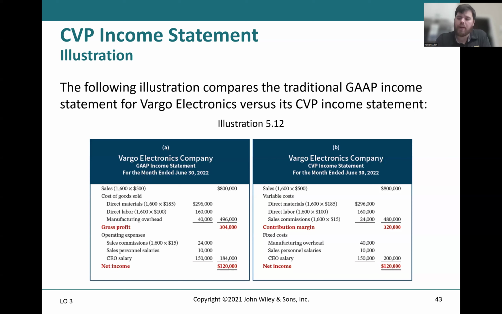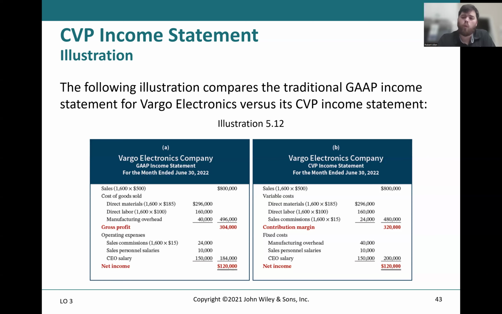Notice when you prepare the GAAP income statement, you start with sales revenue, and the very next line is cost of goods sold. Find cost of goods sold for me on that CVP income statement. I'll give you a few seconds. Give it a quick perusal. Let's see. What do you notice? Cost of goods sold? It's not there. There is no line called cost of goods sold. Oh, okay, I got it. Now go find gross profit on the CVP income statement. Not there, is it?